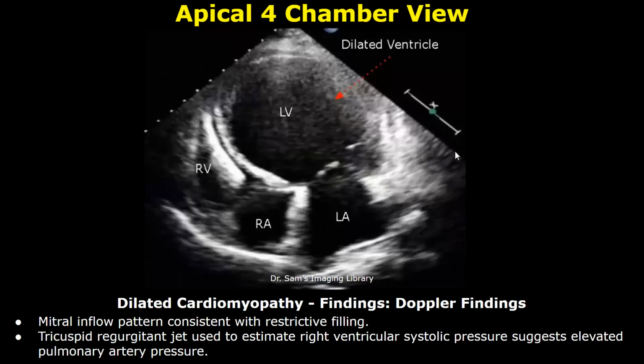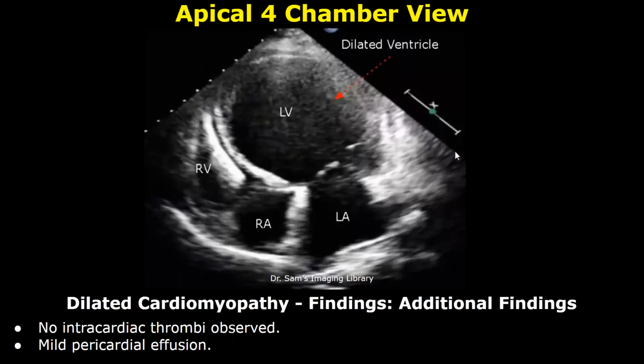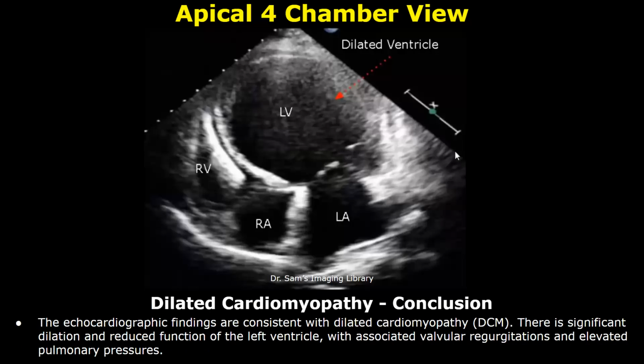These are the Doppler findings. Mitral inflow pattern consistent with restrictive filling. Tricuspid regurgitant jet used to estimate right ventricular systolic pressure suggests elevated pulmonary artery pressure. These are additional findings. No intracardiac thrombi observed. Mild pericardial effusion. This is the conclusion. The echocardiographic findings are consistent with dilated cardiomyopathy.